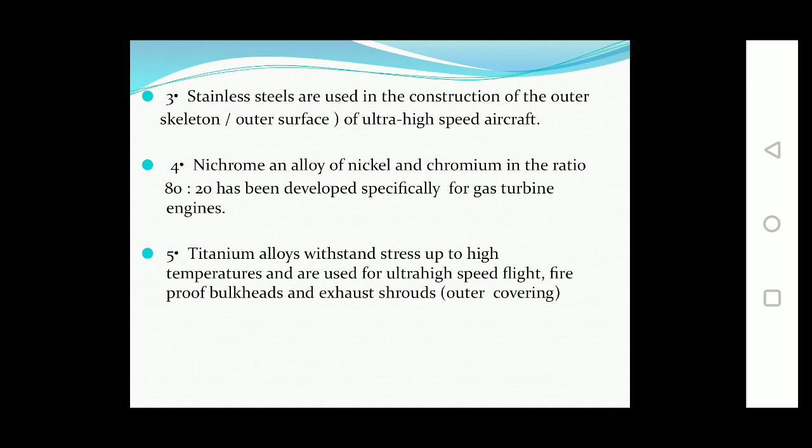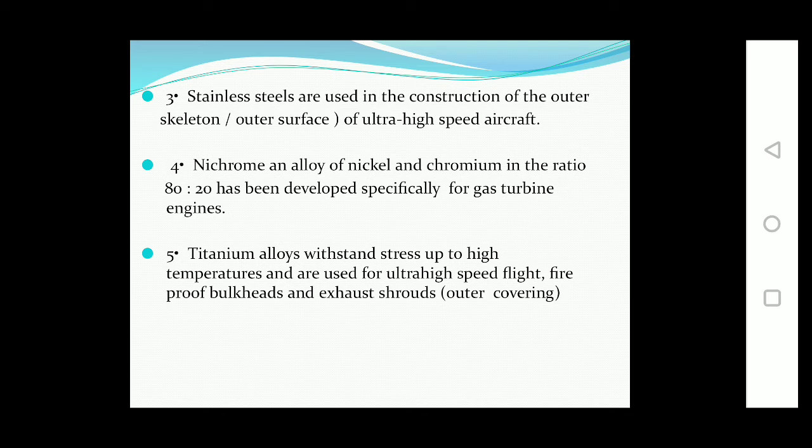Again, one more example, nichrome. As the name suggests, it is the alloy of nickel and chromium, of which nickel is 80% while chromium is 20%. It is particularly developed for gas turbine engines. Engines, as you know, this metal alloy withstands higher temperatures. Hence, this is used for making gas turbine engines.